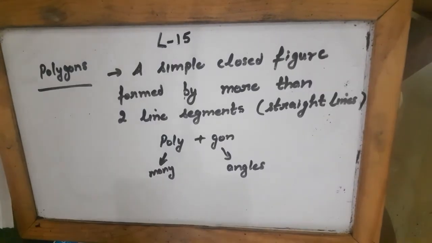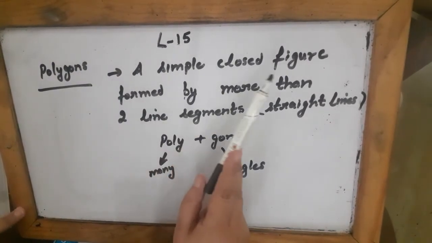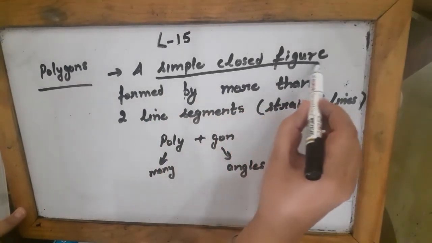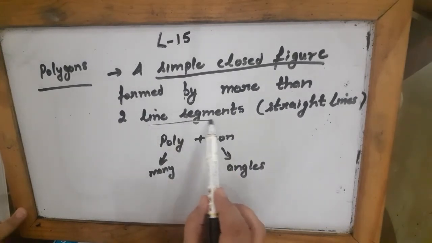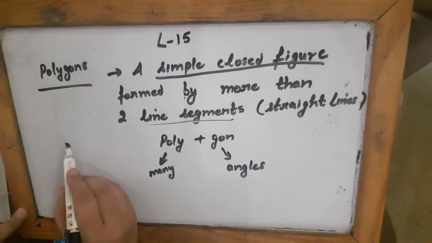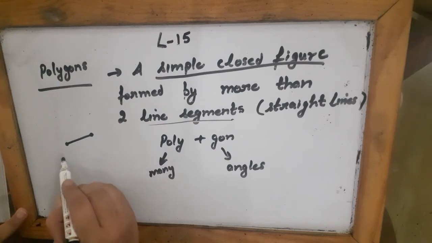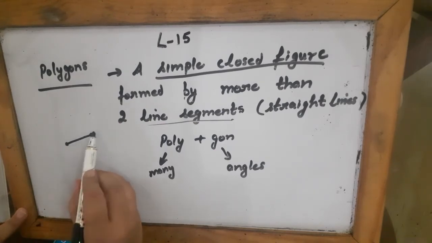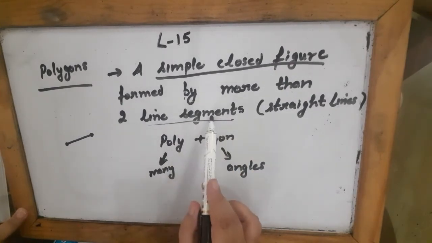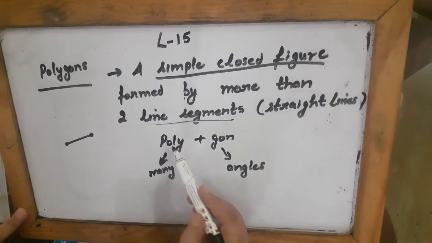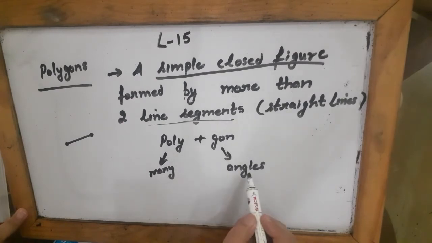cross each other. Now what are polygons? Now polygons, what is a polygon? A simple closed figure. So I told you what are simple closed figures, formed by more than two line segments. You know what are line segments? So the line segments are those which have the starting point and the ending point. So these are line segments, straight lines. Okay, so a simple closed figure formed by more than two line segments, or you can say straight lines. Now if I break up this word polygons, poly means many and gon means angles.